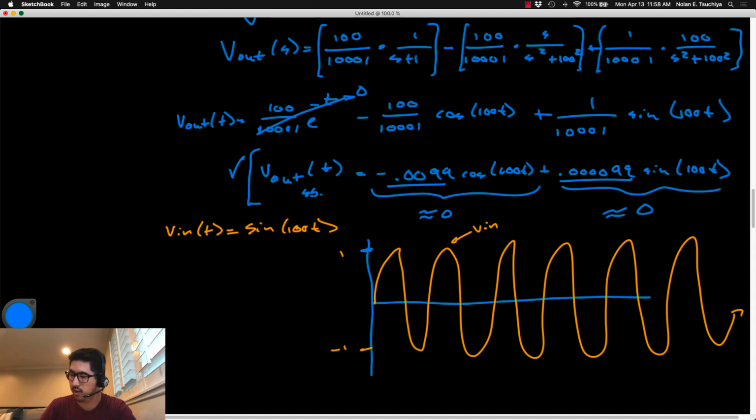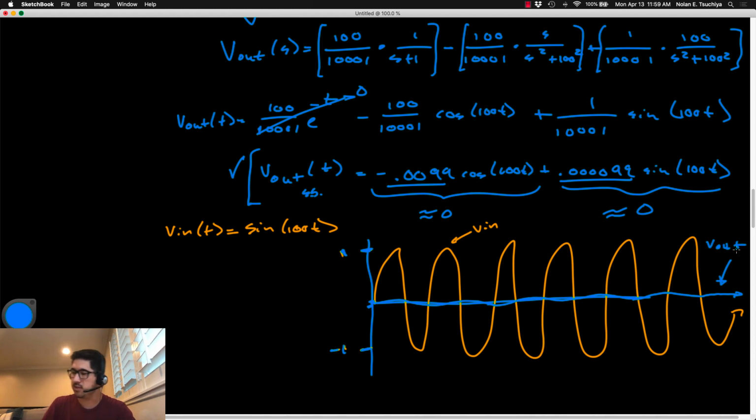So if this is 1 here and negative 1, well, we've got a sine wave that's got a magnitude of 0.000009, so maybe that's like here and here. And then this sine plus this cosine produces an overall effective sine wave that's out of phase from the input. So our output may look like this, right? What I'm trying to draw is that it's still a sine wave, but the amplitude is so small that it's practically just a zero signal.